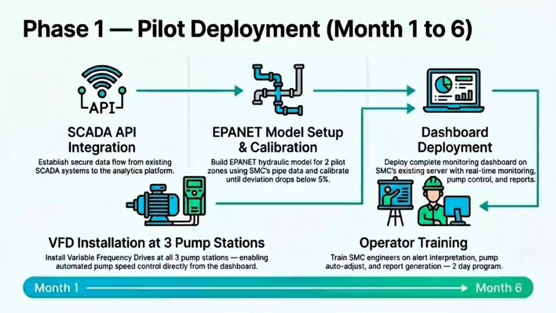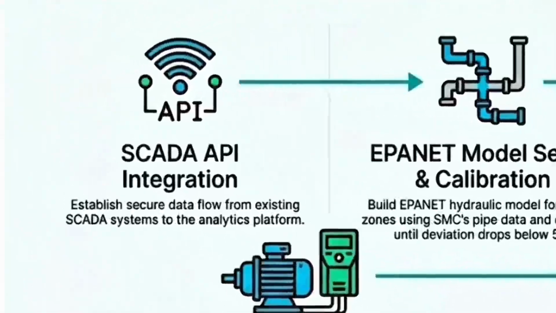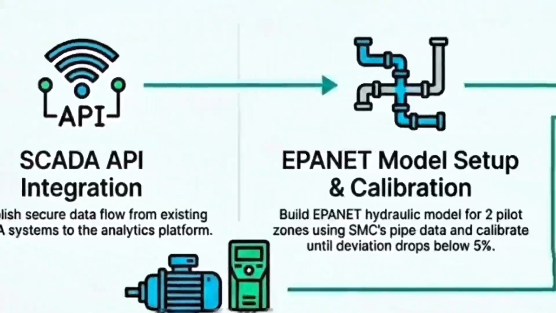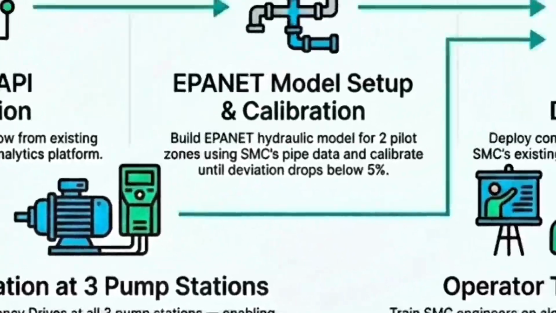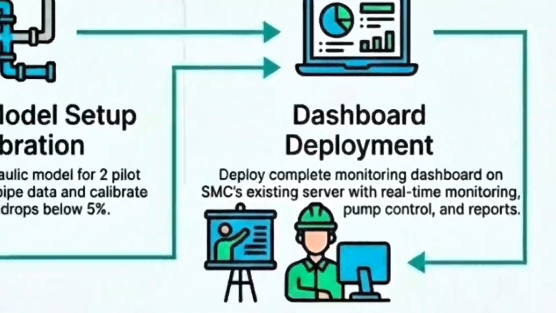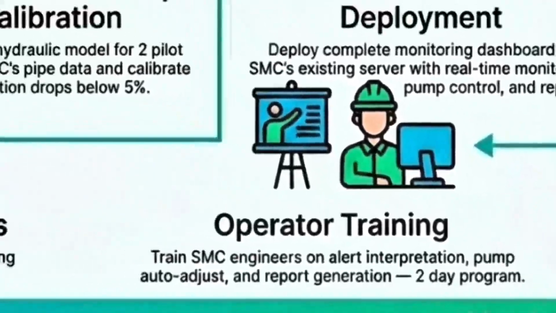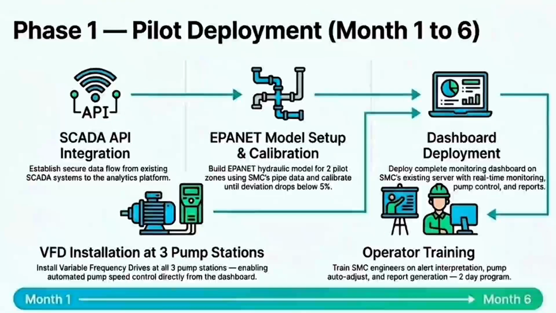Phase 1, pilot deployment, month 1 to 6. We begin with SCADA API integration to enable secure real-time data flow. Next, we develop and calibrate the EPANET model for pilot zones. The complete monitoring dashboard is then deployed for real-time insights. VFDs are installed at pump stations to enable automated pump control. Finally, operators are trained to use alerts, automations, and reporting features.